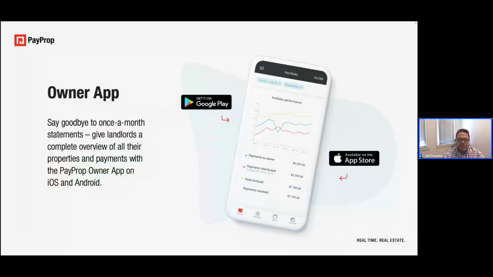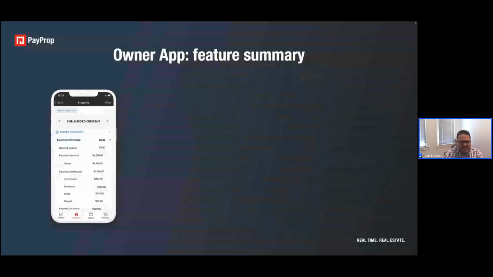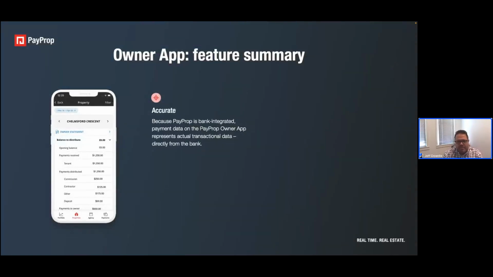We have an owner app that's going to allow your owners to have access in real time to everything that's going on as you're moving along the way in your property management business. If you have people that have multiple homes, there's a portfolio performance report inside the app that they can get access to. And in that app, it's going to be, like I said, building this in real time. So at any point in the month, they can go in and see what's going on, where their rent is, what expenses are scheduled to go against the rent for the month, as you're building it and adding that to the schedule within the PayProp system.